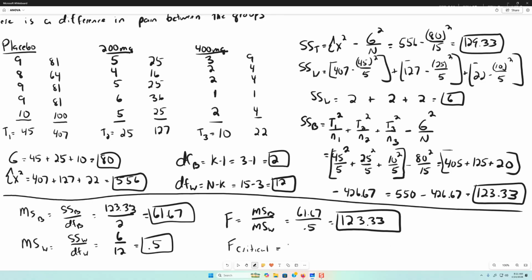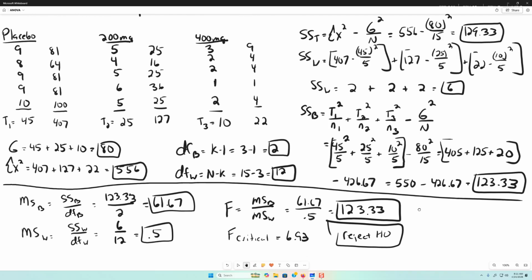And that actually means nothing because our value is so big. So is F larger than the critical F? It is, so we reject the null. And we say that the groups are not all the same with regard to back pain. Now we have to do our post hoc tests, since we rejected the null.